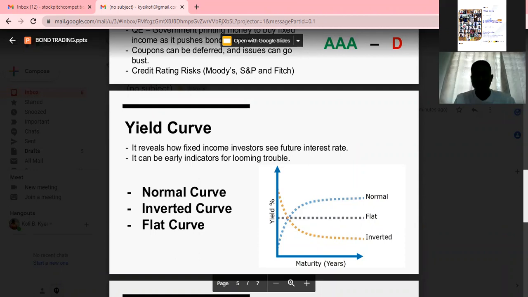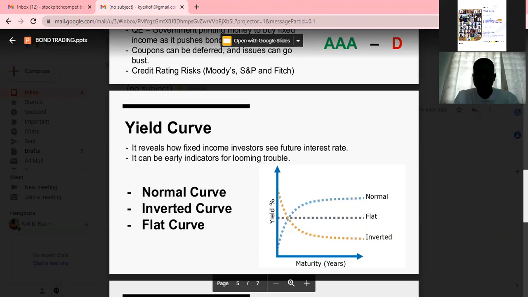For a longer period, you will expect to be given more, since maybe you might have other use for the money, but you are just giving it to a government or a company to work with it for all those years. So you will be expecting to get higher.